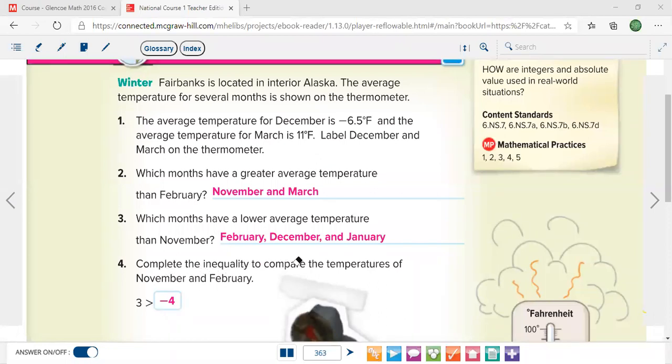Complete the inequality to compare the temperature of November and February. Of course, 3 is bigger than negative 4, because any positive number is bigger than any negative number.